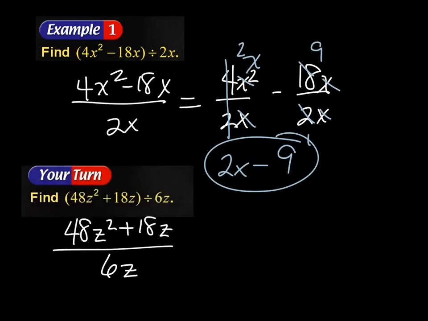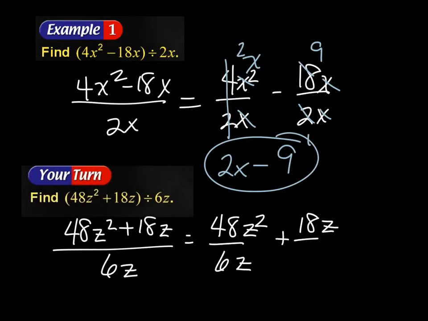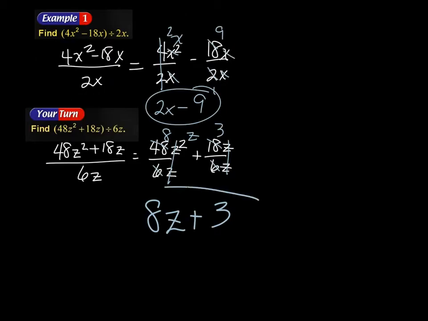Again, we can rewrite the expression as two separate fractions. And reduce. These cancel out. 48 divided by 6 is 8. And the 6 and the 18 cancel, the z's cancel out. So we get a final answer of 8z plus 3.